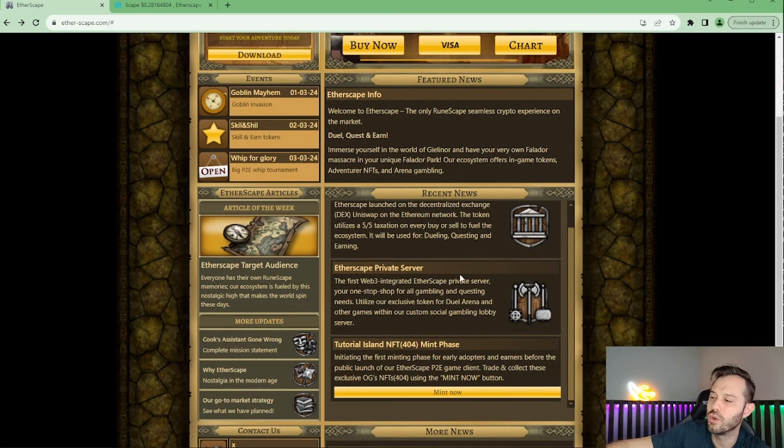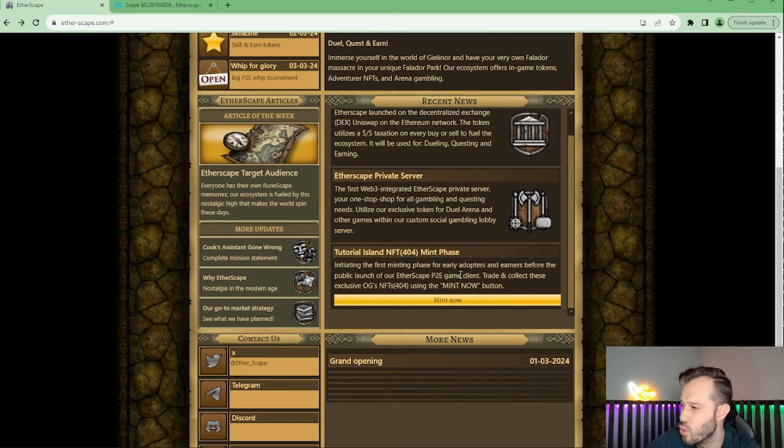Now, you can go through and read all of the recent news right there if you want. There's going to be a Tutorial Island NFT that you've got there. You've got the mint phase. If you're interested in minting these NFTs, make sure to check that out. If you're diving full force into this project, you're going to want to grab those NFTs right there.